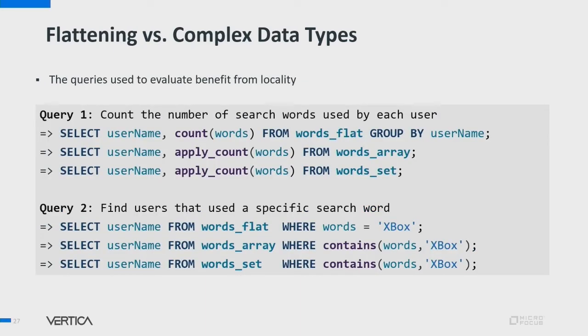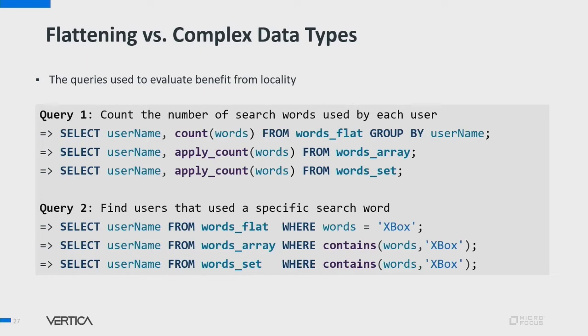We ran 2 queries over this setup. The first query, in English, is trying to count the number of search words used by each user. For the flattened words table, this is a pretty straightforward SQL query with 1 group by clause: select username, count words, group by username. In our complex type tables, instead of using this group by clause, we just use a different function, the apply count function, which iterates over an array or set and counts the number of non-null elements in it.